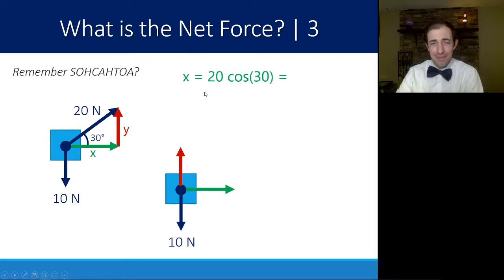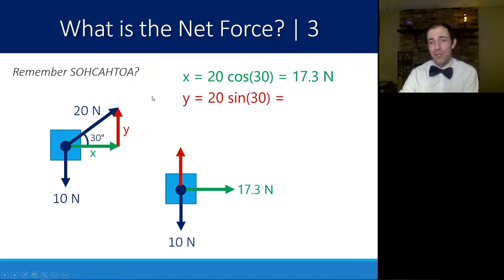To find x, it is the adjacent side to this 30 degrees. So with SOHCAHTOA, cosine of 30 equals x over 20. If I wanted to solve for x, I just multiply both sides of that by 20. So I get x is equal to 20 times the cosine of 30, which is about 17.3 newtons. If I do the same thing for y, it is my opposite side. The sine is the opposite over hypotenuse. So the sine of 30 is y divided by 20. Y then equals 20 times the sine of 30, which is 10 newtons.